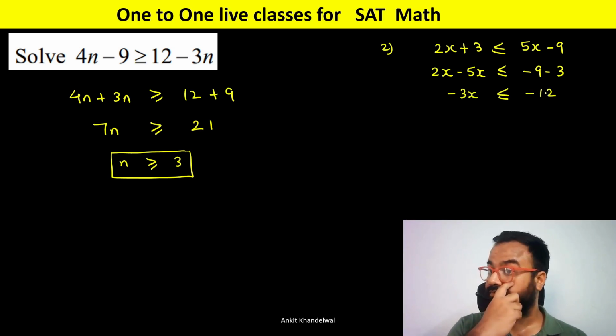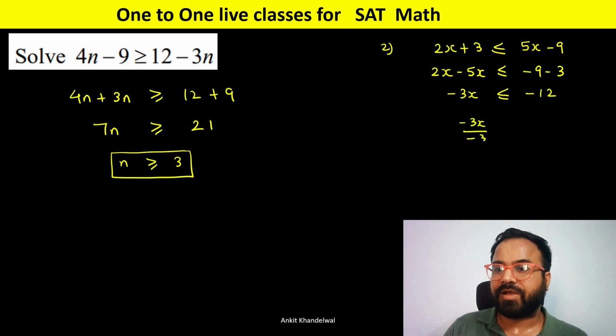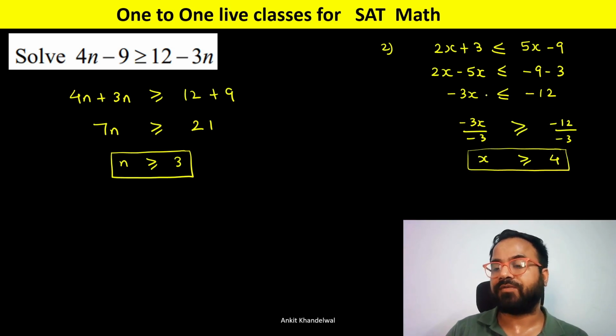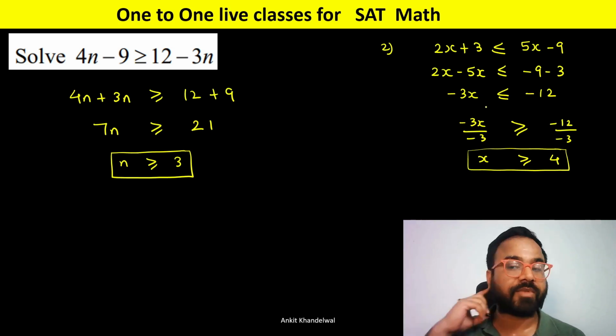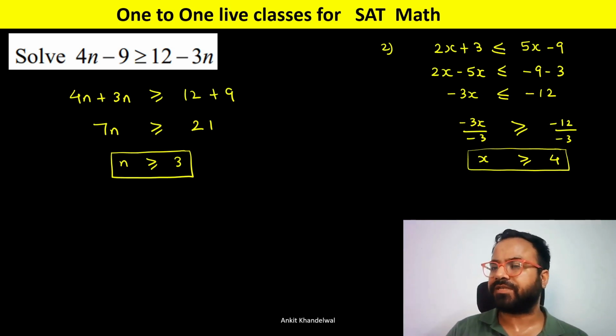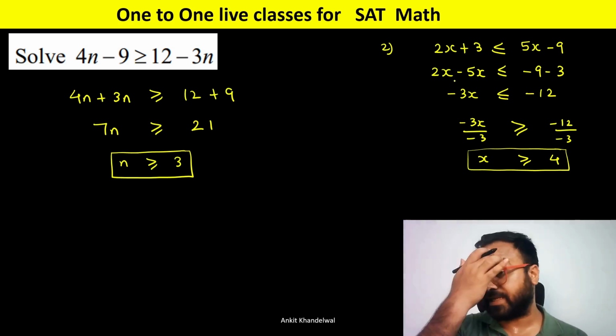Now this time we have to be very careful. To solve for x, we have to divide by negative 3 on both sides. When we divide by negative 3 on both sides, the sign of inequality will get reversed. So x is greater than or equal to 4. At this point you have to be very careful whenever you are dividing by a negative number. You can also solve this inequality in Desmos; we will learn how to solve it in Desmos also.